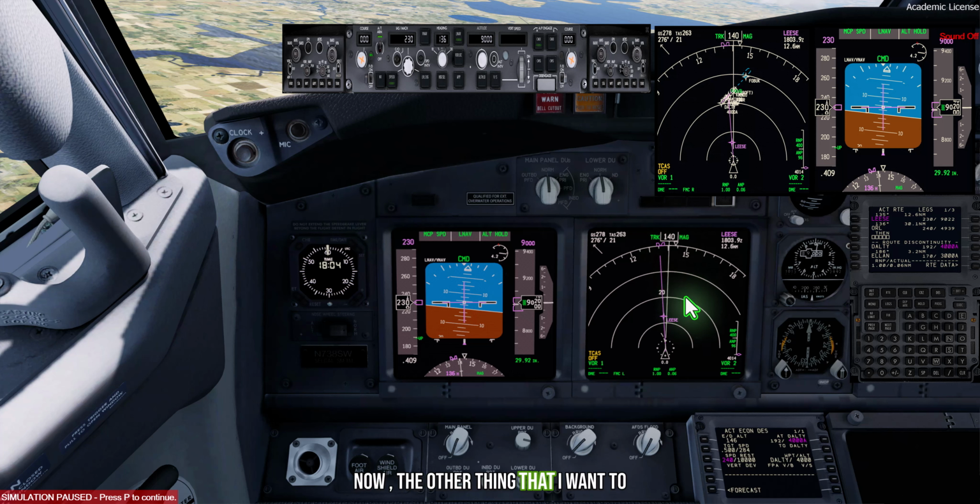Now, the other thing that I want to point out here too, this is one of the most valuable pieces of information in the aircraft, I think, for when you're on arrivals and when you're on approaches. It's blinking back and forth here, but it wouldn't do that in the real world.